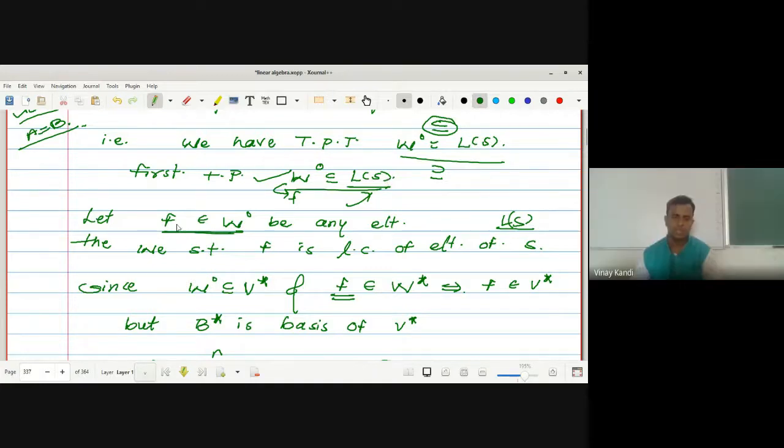Now take any element belonging to the annihilator of W. That is, we have to show that f is a linear combination of elements of S.